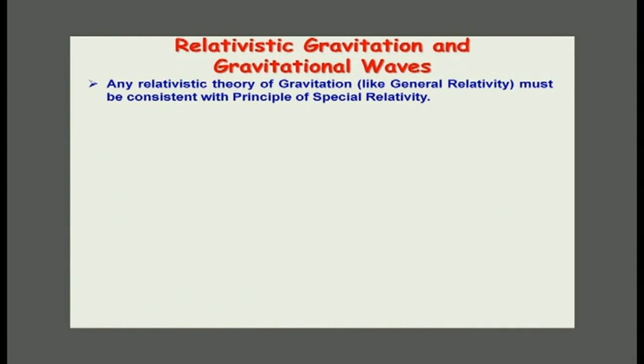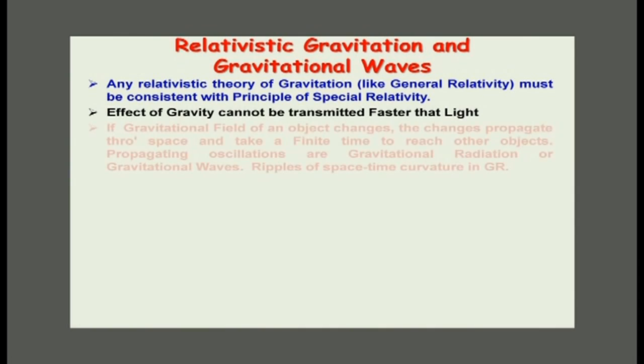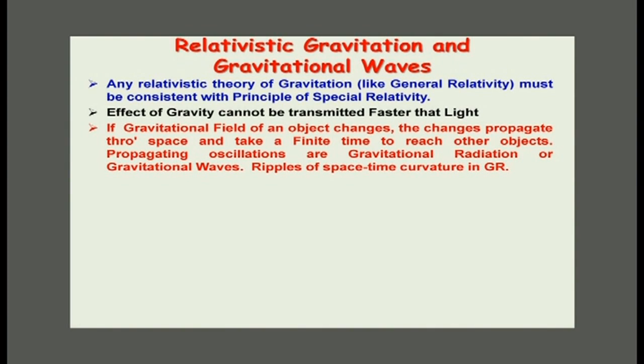In the morning I have already told you that we have a better theory of gravity than Newtonian gravity, which is the relativistic theory of gravity. Because this theory, the general theory of relativity, has to be consistent with the principle of relativity, gravity will not travel at infinite speed, it will travel at speeds less than the speed of light. Therefore if the gravitational field of an object changes, these changes will propagate through space and take a finite time to reach other objects. If you have a time dependent field, these propagating oscillations are what we will call gravitational radiation or gravitational waves.